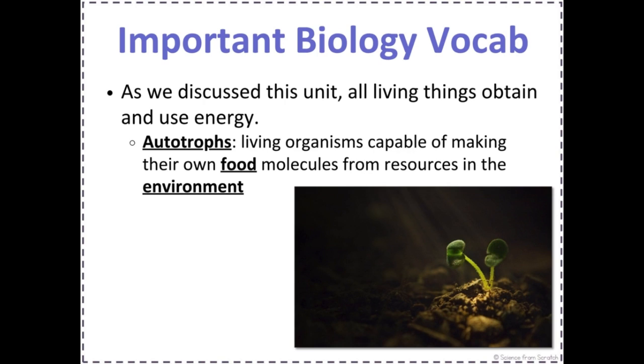So earlier we discussed that all living things have to be able to obtain and use energy. So remember, obtaining energy is how they get their food. Do they make their own or do they have to go find food somewhere else? So when an organism can make their own food, we call them autotrophs. Okay, so they use molecules from their environment, usually photosynthesis, to make their own food. Okay, auto is self, right? So self-feeding, essentially.